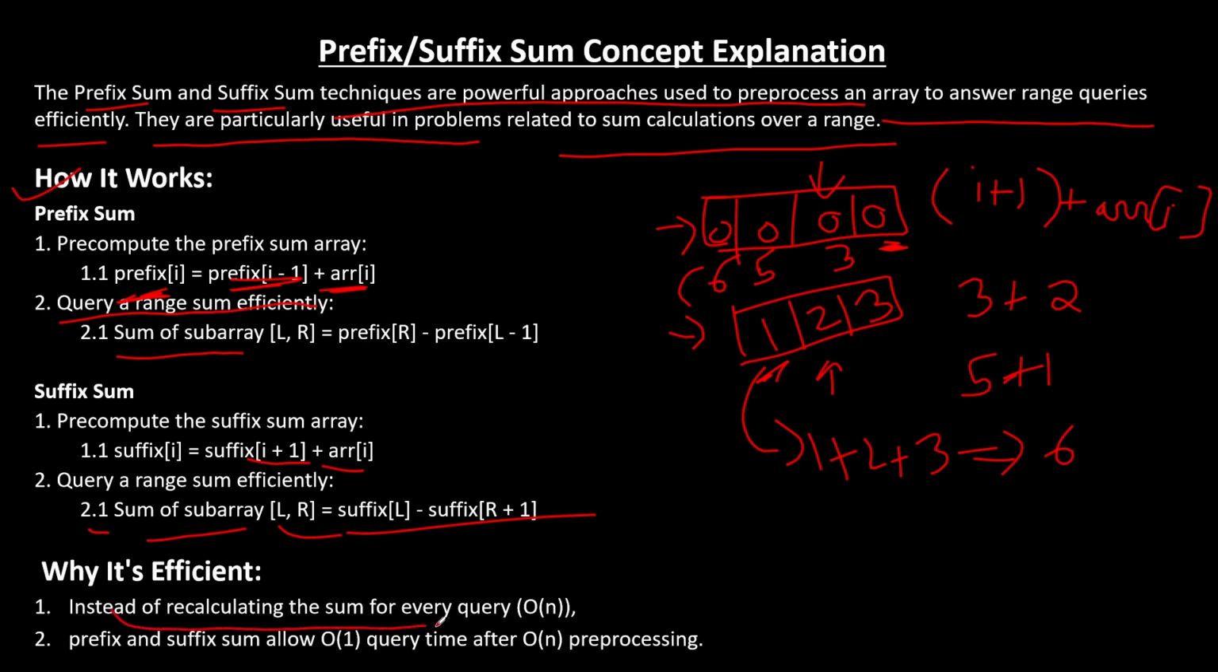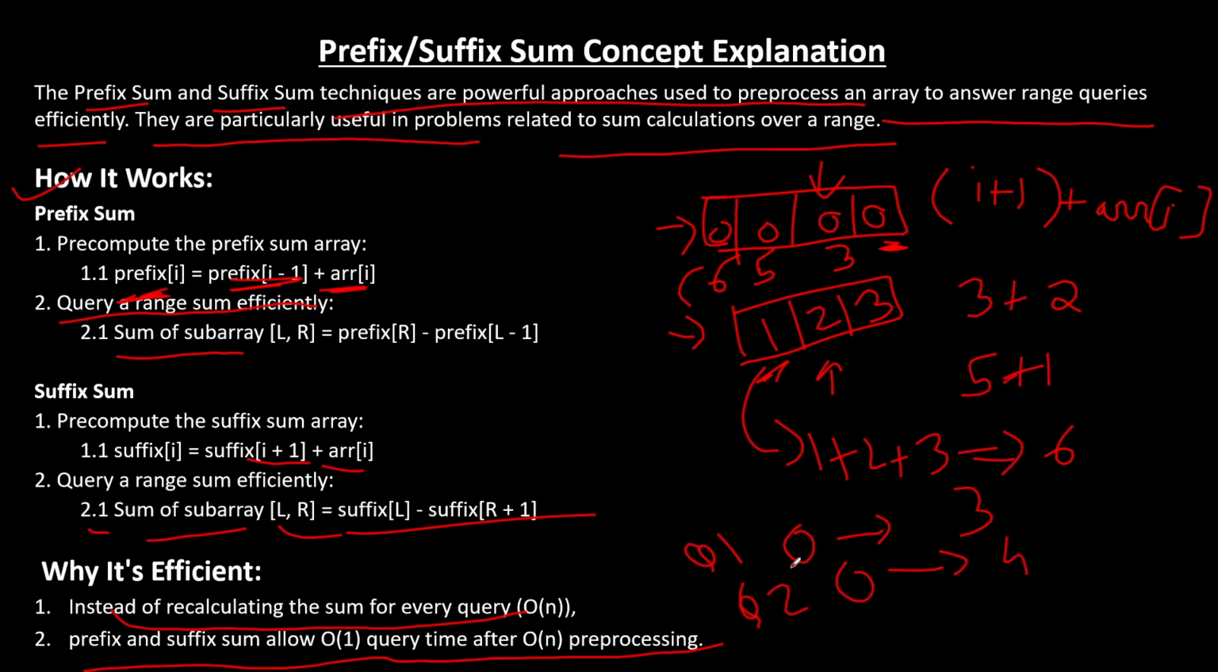Instead of recalculating the sum for every query, prefix and suffix sum allow O of one query after O of n pre-processing. For example, if you wanted to calculate the sum from 0 to, suppose, the third index, and another query is there, 0 to 4, right? Let it be query 1 and let it be query 2. So you don't have to calculate again and again. Instead, like here, we will store the sum from 0 to the third index in the prefix array and 0 to 4 in the prefix array. So when we go to the fourth index of prefix, we will know that the fourth index value is the summation of 0 to 4, right?